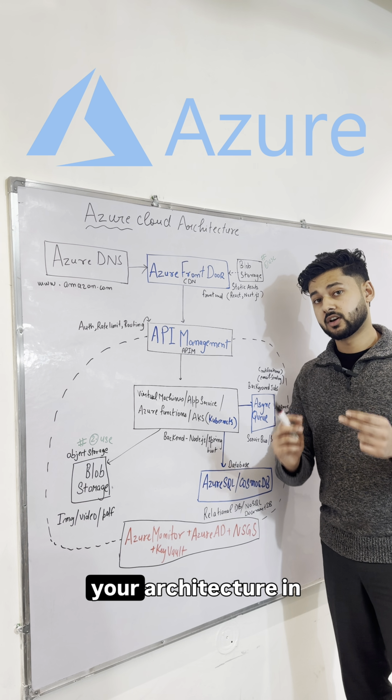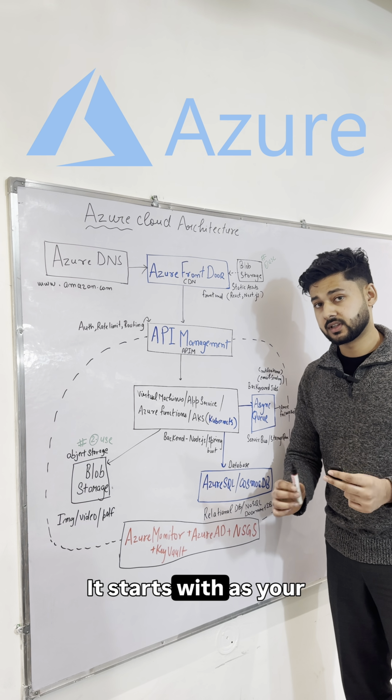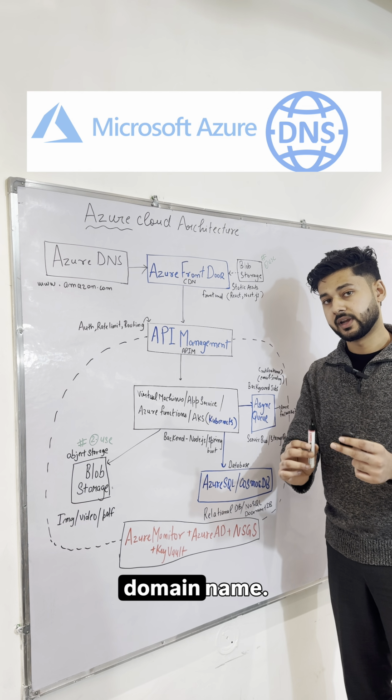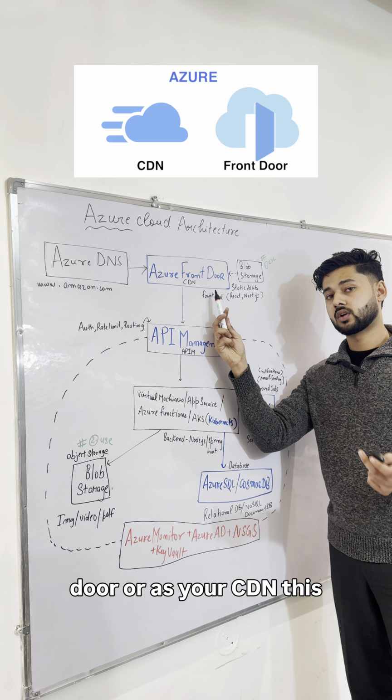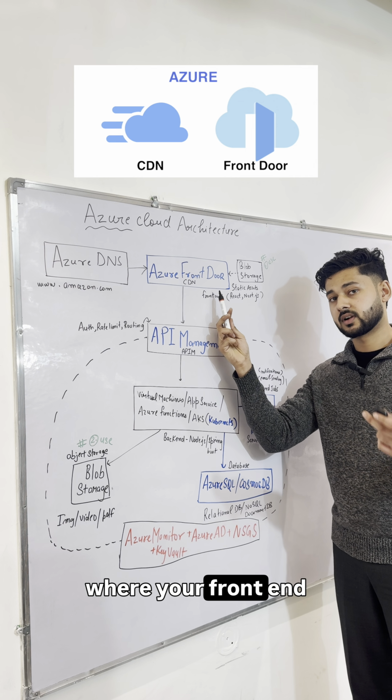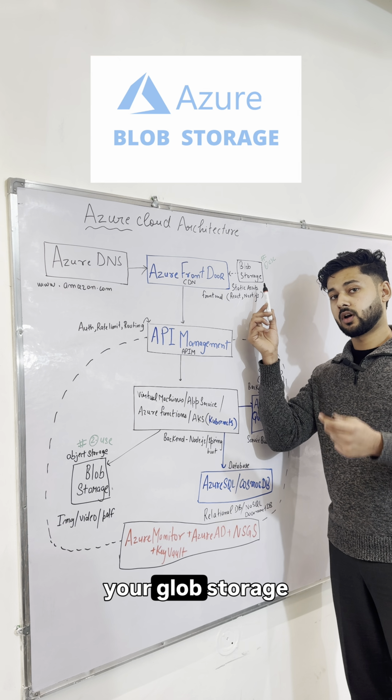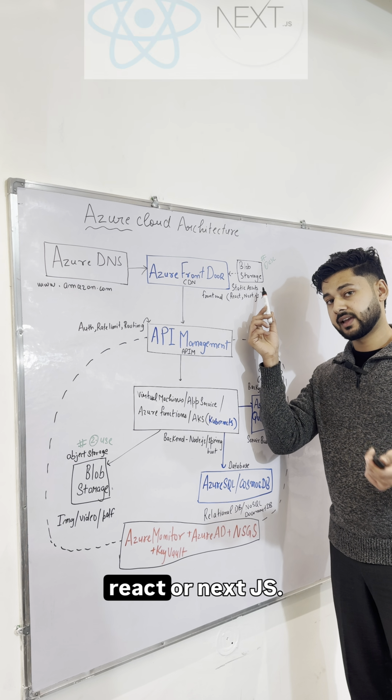Let's break down this Azure architecture in 60 seconds. It starts with Azure DNS, which connects your domain name. Then we have Azure Front Door or Azure CDN. This is where your frontend is served globally, with Azure Blob Storage hosting the static files of React or Next.js.